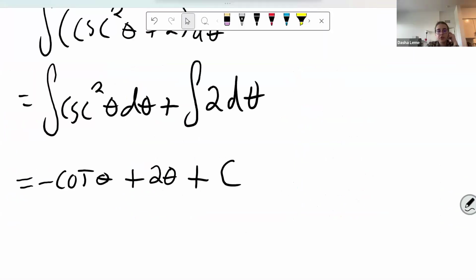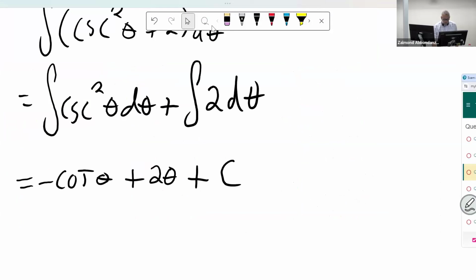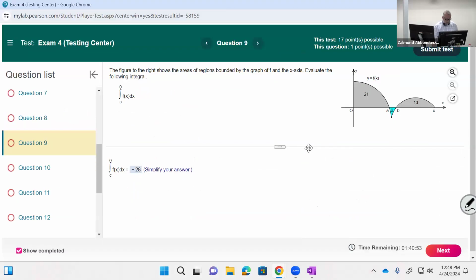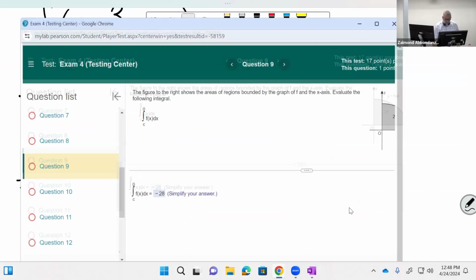Professor, could we look at question 9, please? Yes. Okay, that's the graph one you were talking about. Yep. Okay, yes. So let's look at this. Let me copy it.